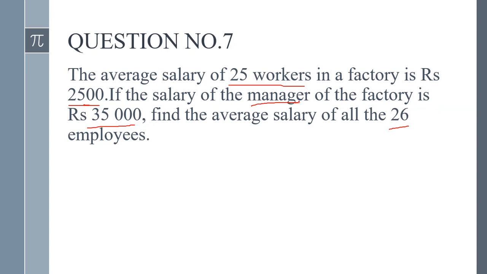First we have 25 workers whose average salary is 2500. Then we have a manager whose salary is not an average salary, whose salary is 35,000. Now 25 workers plus the manager will be equal to 26 employees in total, and then we need to calculate the average salary of these 26 employees.